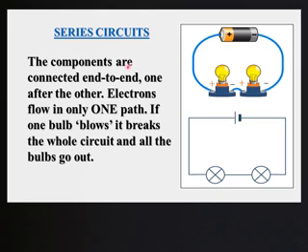Now let's see how we draw a circuit diagram for a series circuit. The components are connected end to end, one after the other, in a series circuit. Electrons flow in only one path. If one bulb blows, it breaks the whole circuit and all bulbs go out. Look at this. These are joined together in a single pathway. So that is the battery. When we draw a circuit diagram, we use the symbol for the battery, and these are two bulbs, so we use that symbol for the bulbs. So that is the circuit diagram for a series circuit.